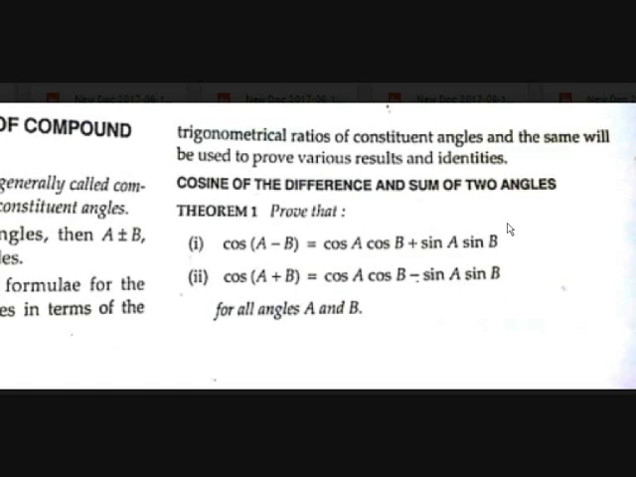Okay, now we should prove that cos A minus B is equal to cos A cos B plus sin A sin B, and cos A plus B is equal to cos A cos B minus sin A sin B. You may ask, why can't you mention the sum first and then the difference? Why have you mentioned the difference first and then the sum? If we see the proof of this theorem, we will understand it.